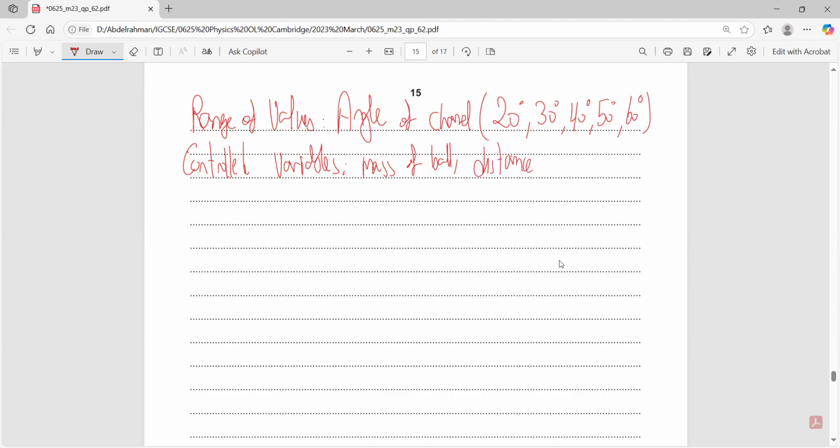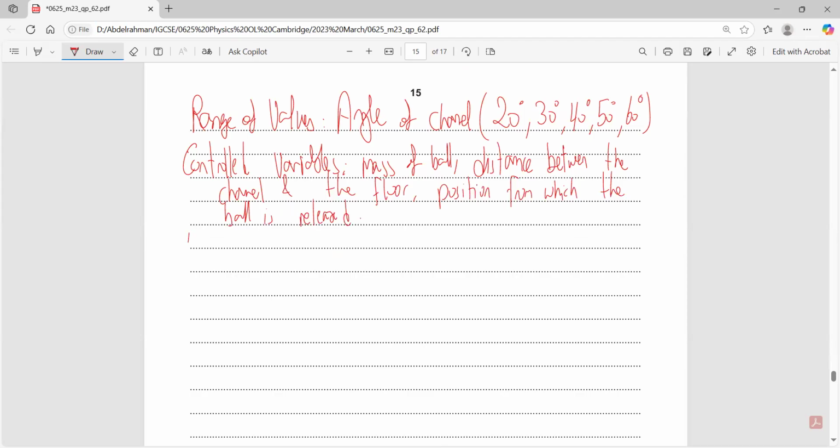Distance between the channel and the floor. You can also say the position from which the ball is released. We have several controlled variables.